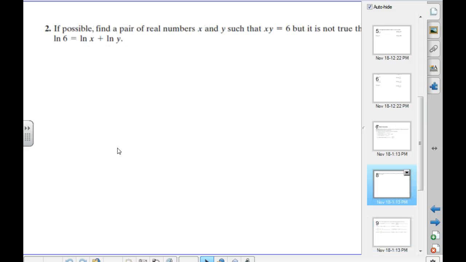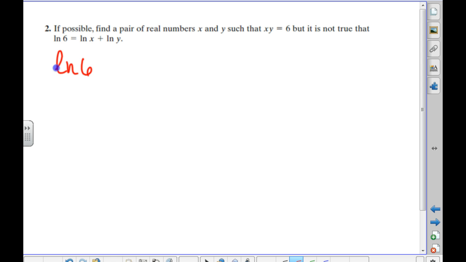Carrie, number 2? Okay. You just need to pick 2 numbers that multiply to make 6. Can you pick 2 numbers that multiply to make 6? 2 and 3. Okay. Can you try the log of 6 equal to the log of 2 plus the log of 3? Does that work? When you type that in? Natural log of 6. Okay, it's 1.79, and then if you do the natural log of 2, close parenthesis, plus the natural log of 3, close parenthesis.